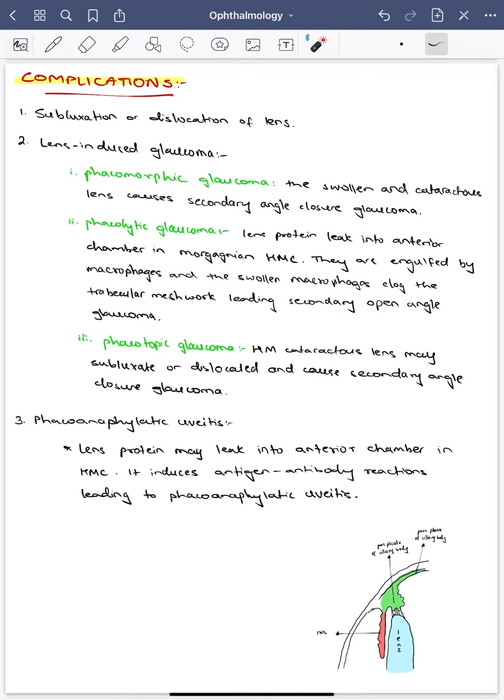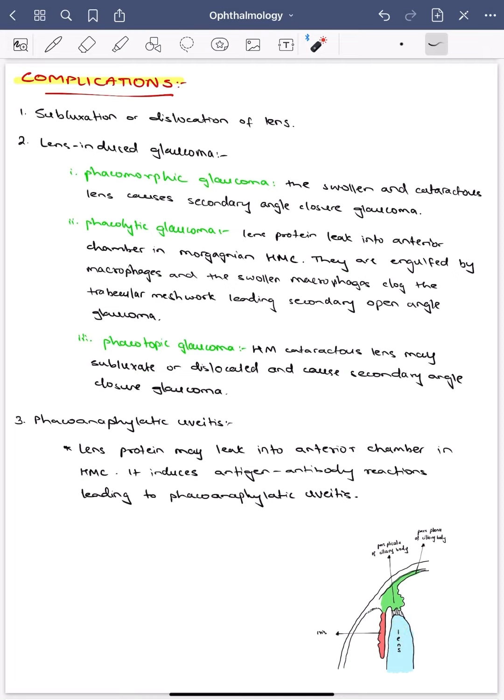The next is phacotopic glaucoma. Now in the hypermature cataractous lens, it may dislocate or subluxate, causing the closure of the iridocorneal junction, leading to secondary angle closure glaucoma. So lens induced glaucoma, we have first phacomorphic glaucoma, which is due to the swollen lens. Next we have the phacolytic glaucoma seen in Morgagnian type, where the lens proteins leak into the anterior chamber. And finally we have the phacotopic, that is the lens dislocates or subluxates.